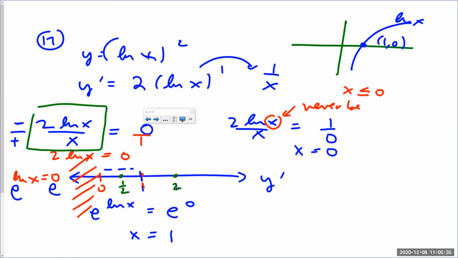If I plug in 2, I'll have 2 ln of 2 over 2. The 2's actually cancel out. So I have ln of 2. I just need to know ln of 2 positive or negative. You could put it in your calculator. But over here, if you know what ln looks like, ln of 2 is always positive. So this one's going to be positive. So I have negative, negative, negative, positive, positive, positive. If y prime is negative, then y is decreasing. If y prime is positive, then y is increasing.